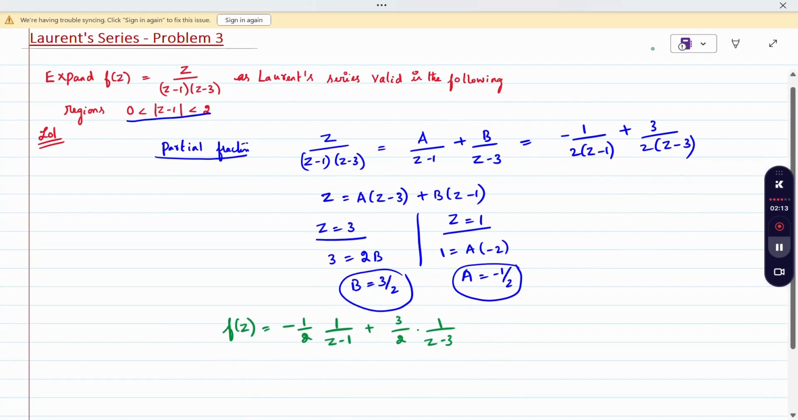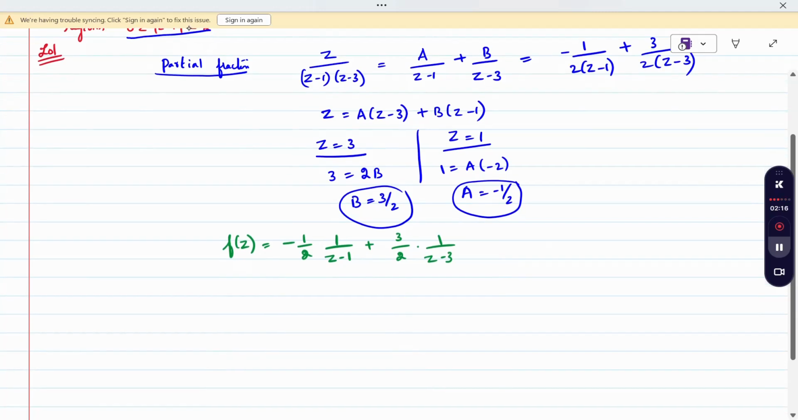With respect to the condition given, I am going to expand it using a Laurent series. The condition given in the question is 0 is less than modulus of z minus 1 is less than 2. This z minus 1 I am going to take as some other variable u, so z is nothing but u plus 1. Replace every z with the single variable u, calculate everything, and finally replace it back with respect to z.